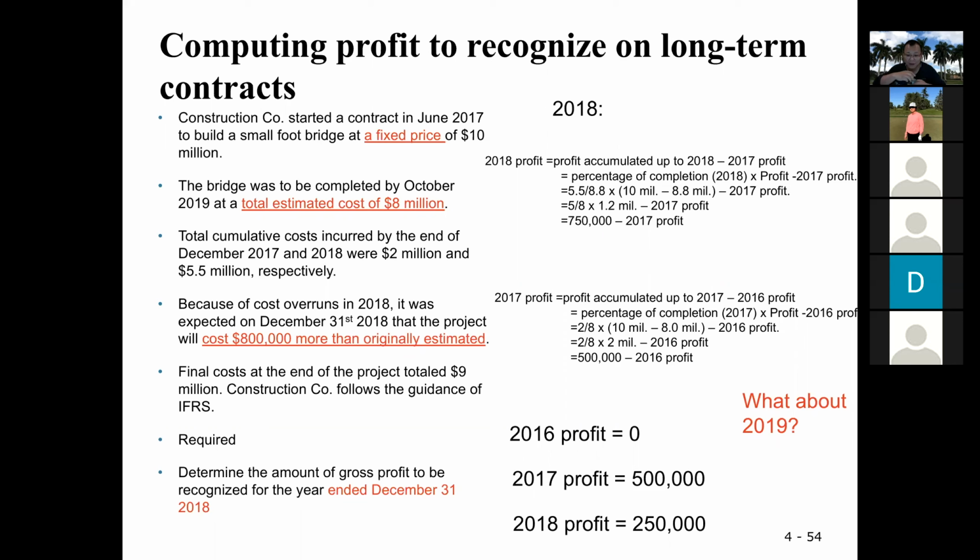What about 2019? 1 million? Remainder. Yeah, you use 10 minus 9, right? That's the total profit. So total price is 10 million, total cost is 9 million. So your total profit is 1 million, right? So another 250,000. Yeah, because you have recognized up to 2018, 750,000. So whatever is left, the 250, should be recognized in 2019. So any question?